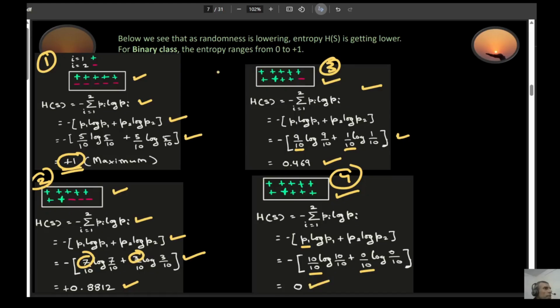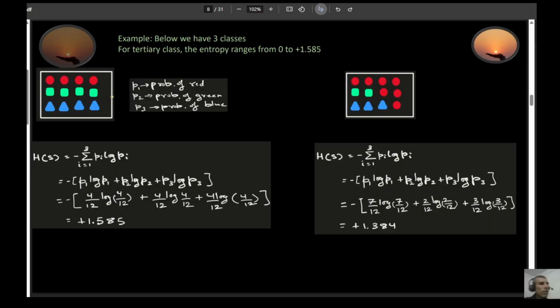So you can see that your entropy is ranging from 0 to plus 1 for the binary class, only for the binary class. So in this case, my entropy went from plus 1 to 0.8812 to 0.469 to 0. So it went down, and you can see that as your randomness is becoming smaller and smaller, your entropy is going down. Now let's calculate the entropy of these two data sets.